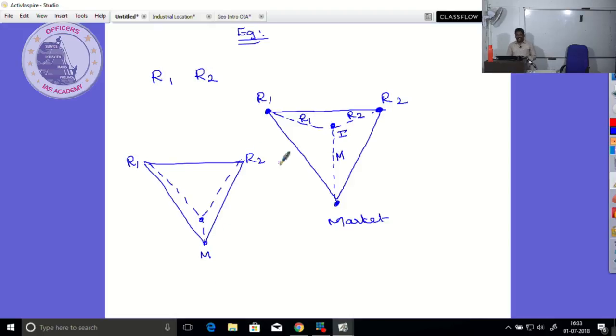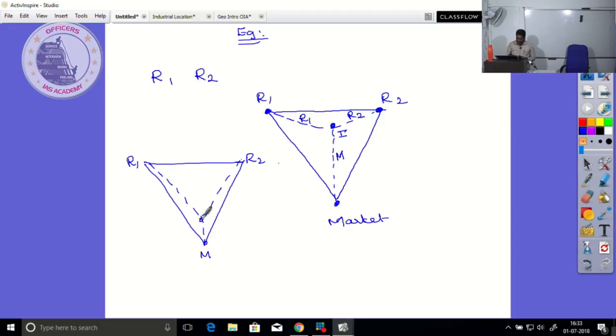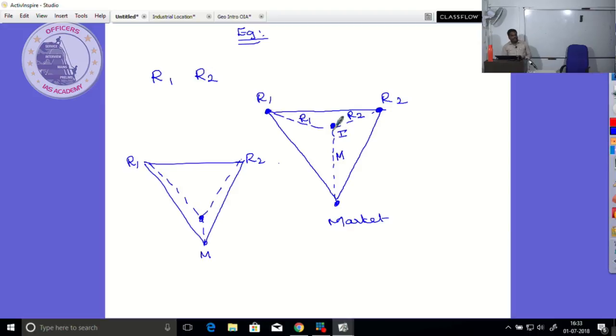This we call the locational triangle of industries. If you are going for more than one raw material, we calculate a place where the transportation cost will be minimum. This type of industry is very close to raw material, so it is a raw material oriented industry. The second type is market oriented industry.